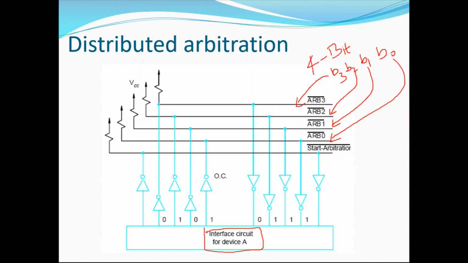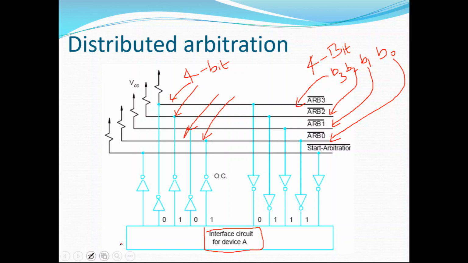Let us assume two devices want to compete, device A and device B. Device A will generate a 4-bit number and keep it in these 4 lines. Similarly, device B will also generate a 4-bit number and keep it in its own, similar circuit. There it will keep the respective bits: bit 3 will go here, bit 2 here, bit 1 here, and bit 0 here. For simplicity, let us assume there are only two devices.